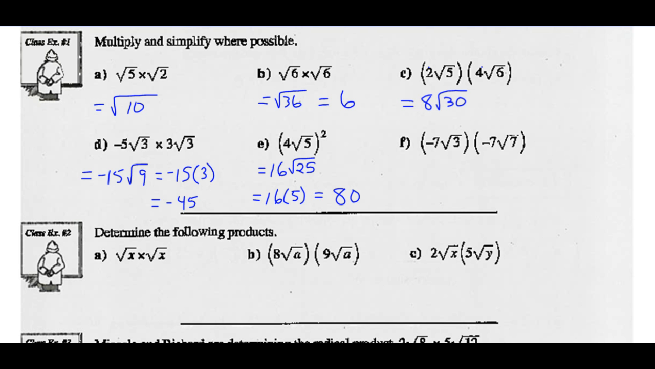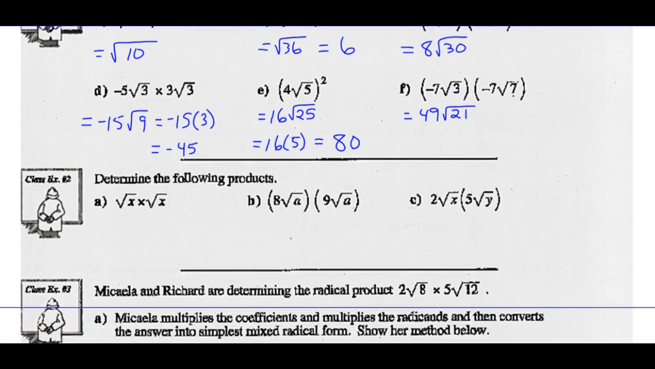Negative 7 root 3 times negative 7 root 7. We can multiply the negative 7 by negative 7. We get positive 49. Radical 3 times radical 7. We keep the radical, and 3 times 7 is 21. Look at radical 21, see if we can simplify. We cannot, so we are finished that question.